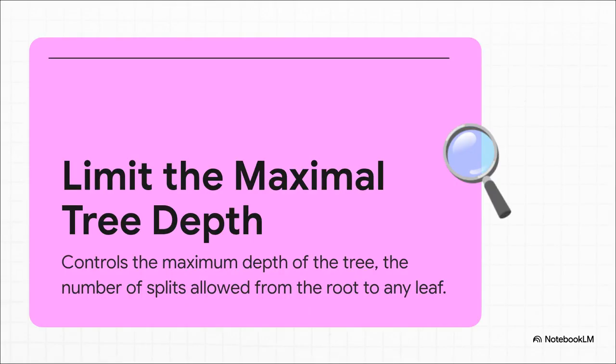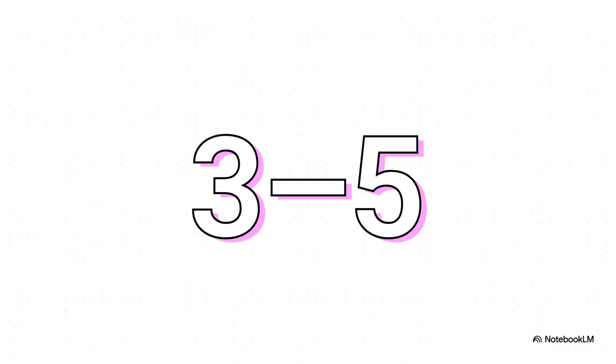This next control is probably the most direct way you can manage your model's complexity. The depth is just the longest chain of questions from the very start of the tree to any final answer. So, a deeper tree means a more complex model, and a shallower tree means a simpler one. It's as simple as that. So, what's a good depth to aim for?